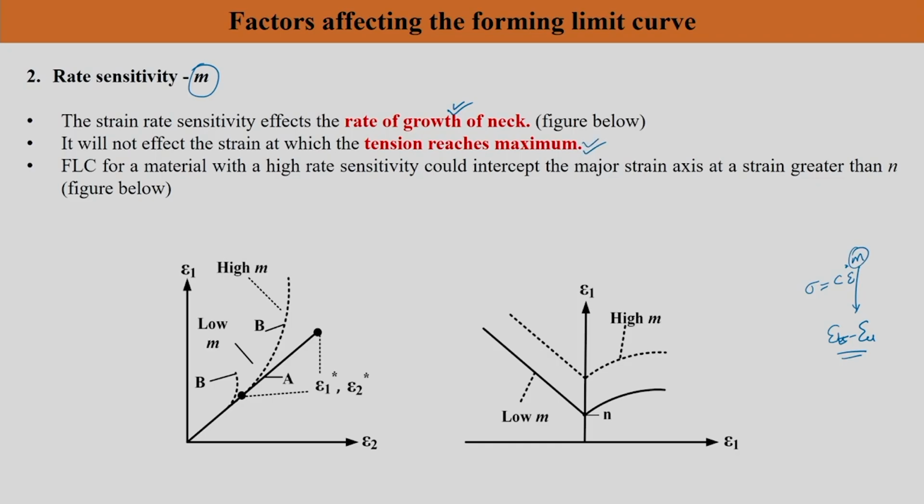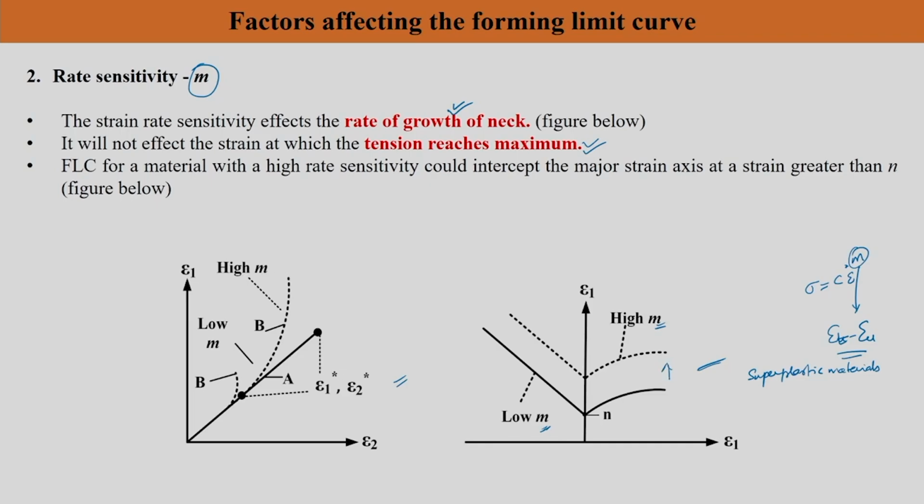Now if you see these two diagrams, they tell you in general about the effect of m value, and you will see that the higher the m value, you will have better forming limit as compared to material with lower m value. This is where we were discussing superplastic materials. Superplasticity is a property which gives ductility of several hundred percent as compared to conventional materials. So the higher the m value, generally your forming limit improves, mainly because you can delay the growth of neck.